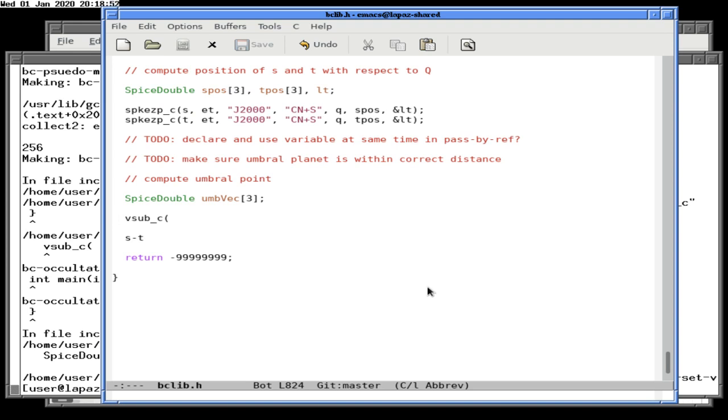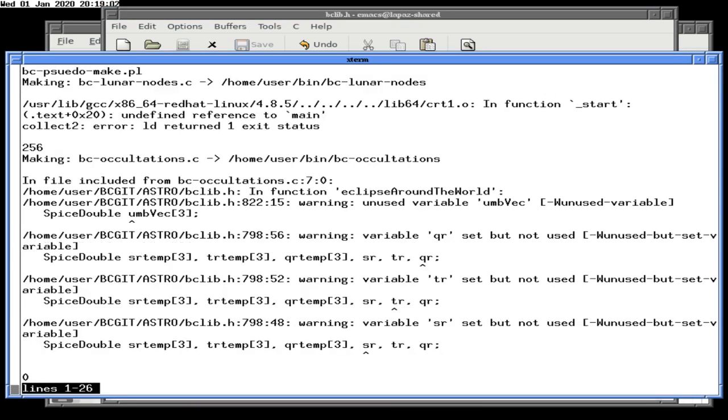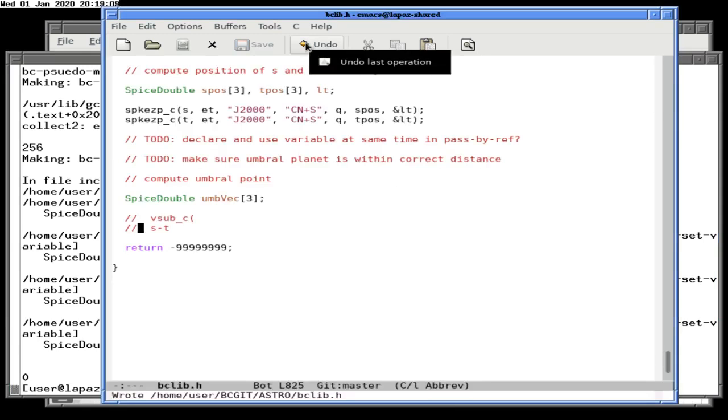How did that even compile? Or did it? Let's try that one more time. Alright. Okay, again. Lots of warnings here, but it does compile. Okay, so now we're going to take the, let's see... Compute umbral point. That's what we're doing now.